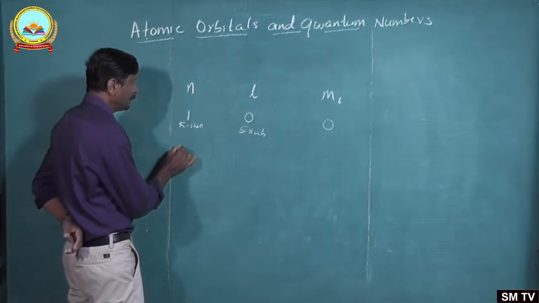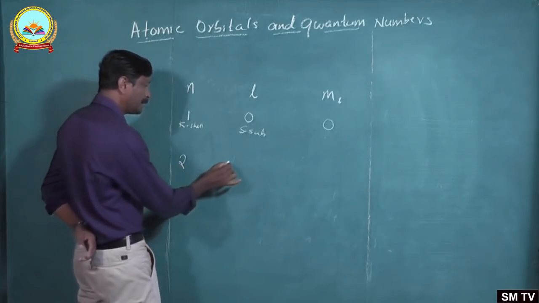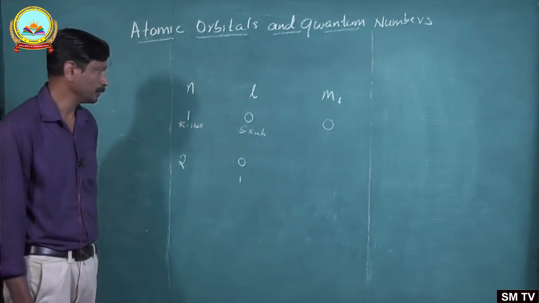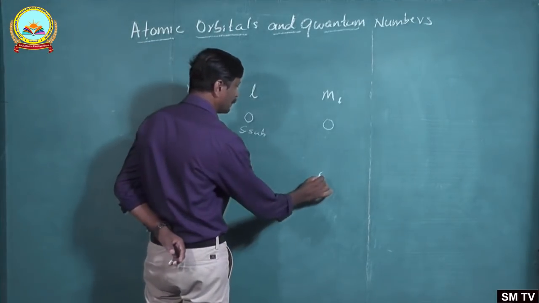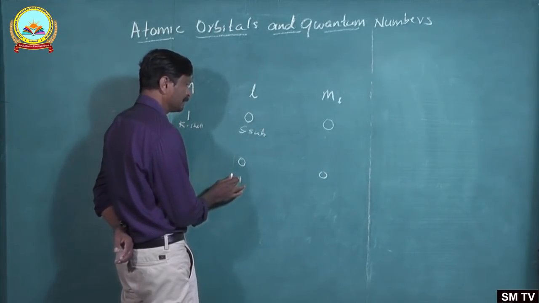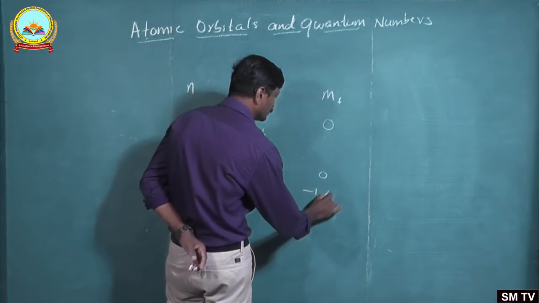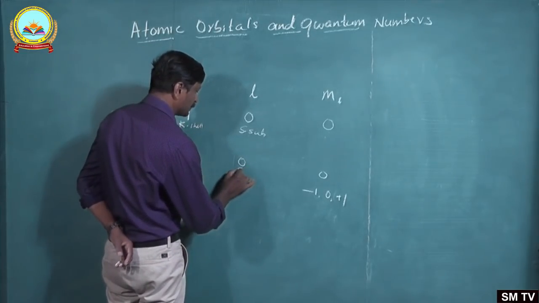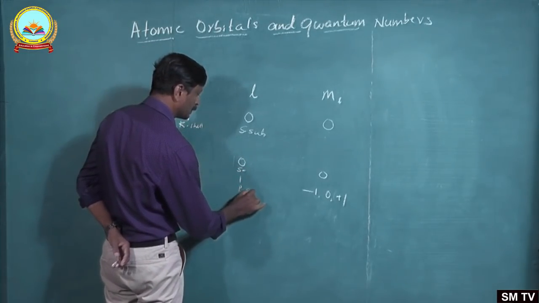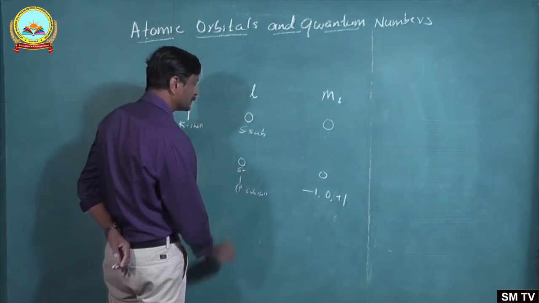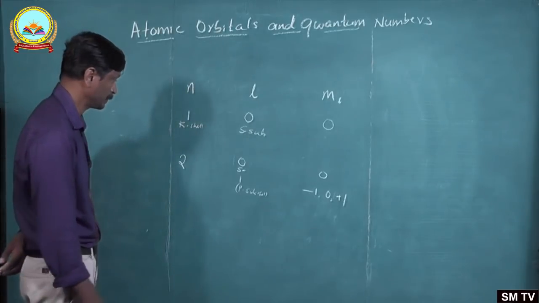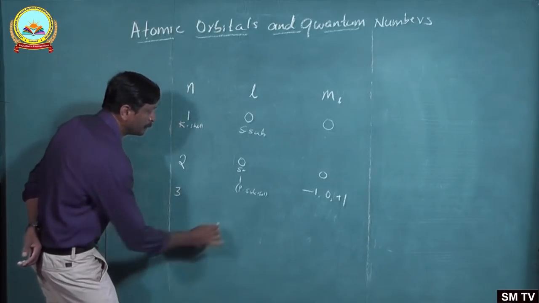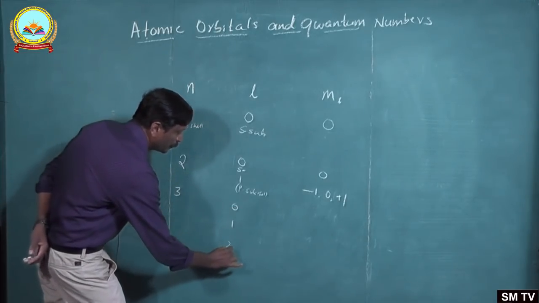After that, N is equal to 2, L has 2 values, 0 and 1. Here 0 means M is 0, and 1 means it has 3 orientations, -1, 0, plus 1. L is equal to 0 is an S subshell, L is equal to 1 means it is a P subshell. How many orientations? 3. If N is equal to 3, L has how many values? 0, 1, 2.